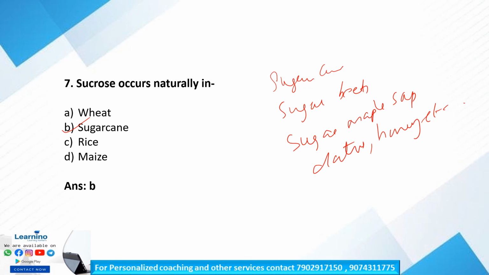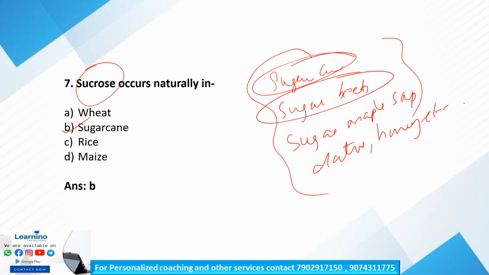Okay, it is produced commercially in large amounts, especially from sugarcane and sugar beets. From sugarcane and sugar beets, sucrose is commercially produced and is used almost entirely as food. It is also called sugar, the common sugar. So sucrose occurs naturally in sugarcane, and commercially it is made mostly from sugarcane, right? So next question, question number 8.